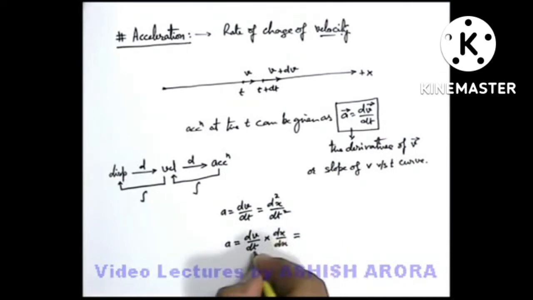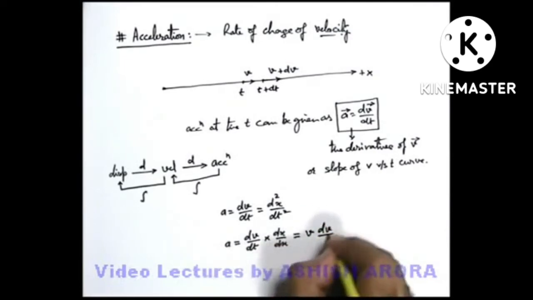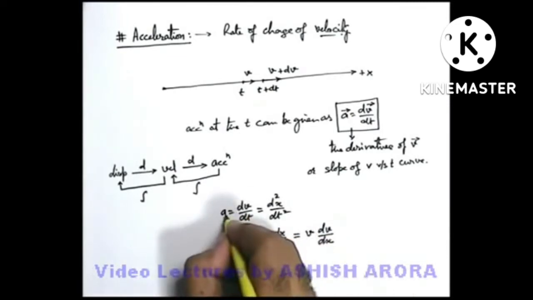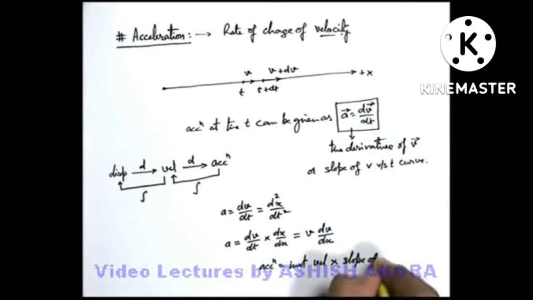Here you can see this dx by dt can be written as v, into dv by dx. There's another way of expressing acceleration as velocity multiplied by the slope of the velocity-displacement curve. Here we can see acceleration is the slope of the velocity-time curve. Here you can write acceleration as instantaneous velocity multiplied by the slope of the velocity versus displacement curve.